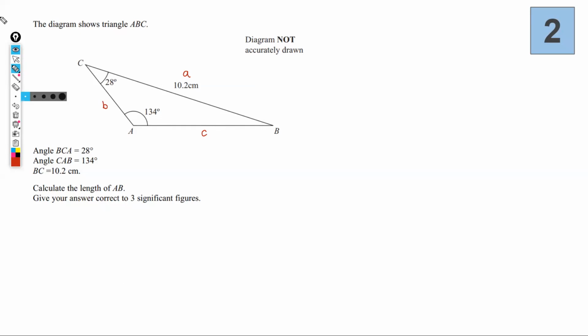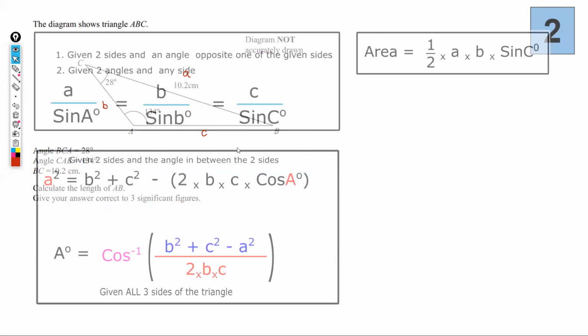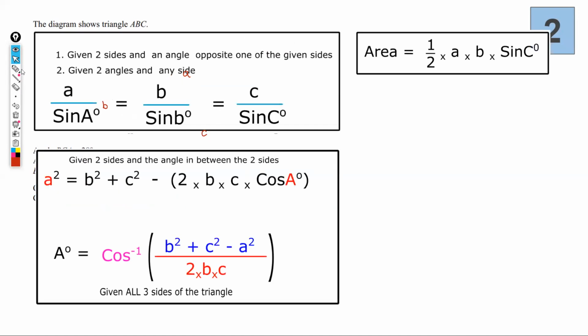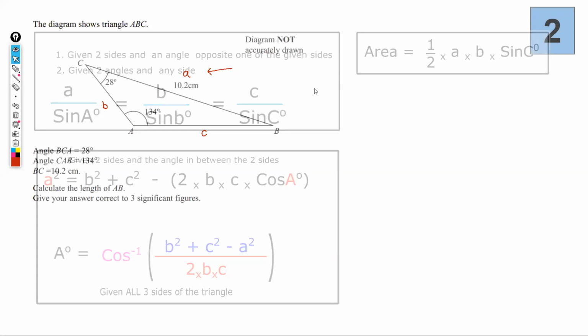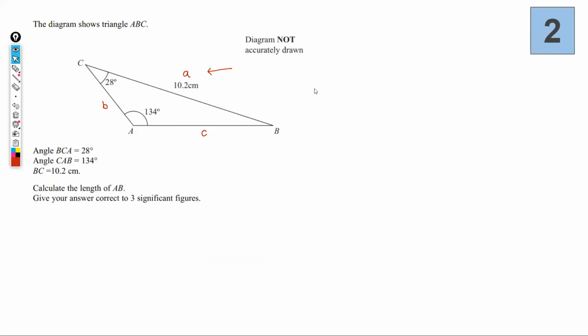So which one are we going to use here? We have 2 angles. Look at here. If you read this rule here, given 2 angles on any side. So that's the condition we have. So once again, it is the sine rule that we're going to be using. So you have to figure out which of these letters here is going to be useless, right?